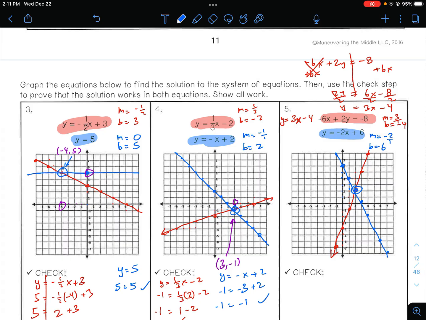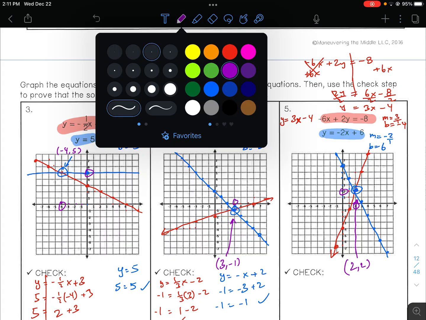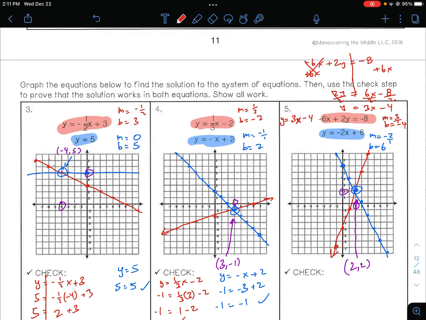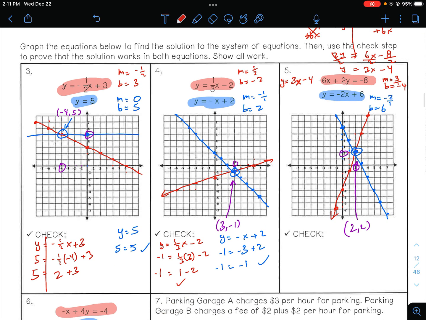There it is. And what is that point? That point over there is 2 and 2, I think. Point (2, 2). Let's plug it into both equations. Now, which equation should I plug it in, the original or the modified? It really doesn't matter which one you plug it into. You should still get the same answer. So let's go ahead and plug it into the new equation because I've simplified it. I've kind of made it easier.